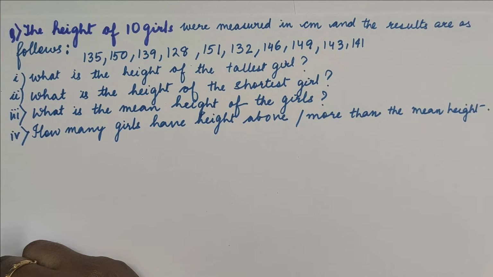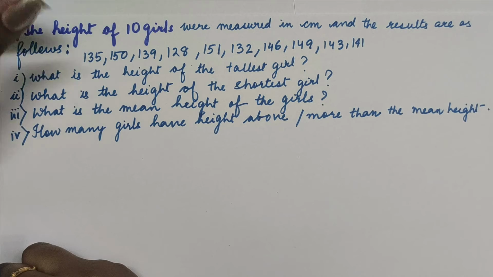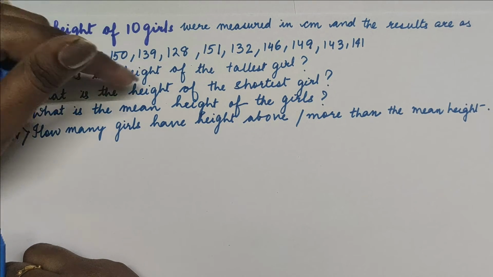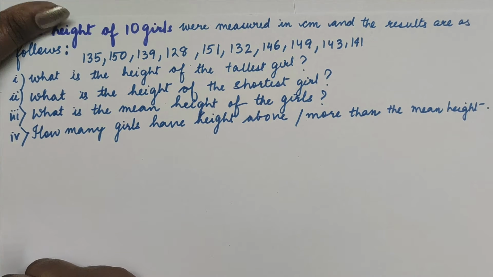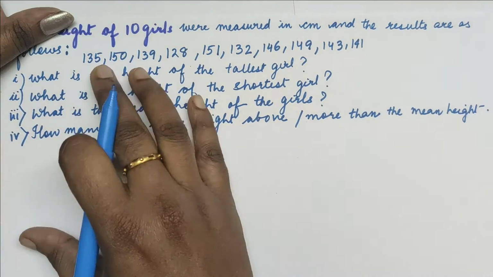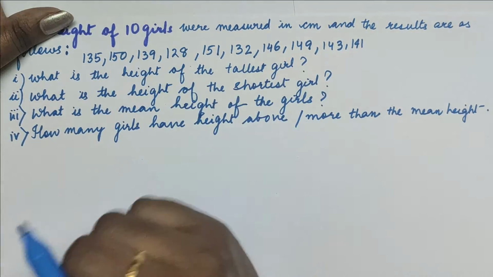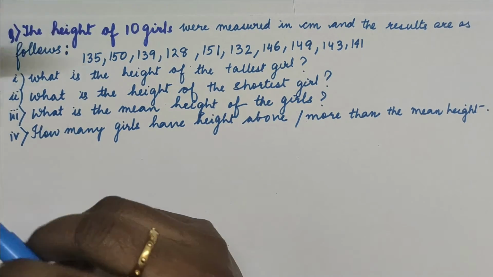Sometimes the question can be a little long to read, but again, calculating this mean is very easy. Arranging the values is easy for us, and you just need to be careful that you don't miss out any number while doing so. So here the heights of 10 girls were measured in centimeters and the results are given to us. So you can see there are 10 observations. What is the height of the tallest girl? What is the height of the shortest girl? What is the mean height? And how many girls are above the mean height? We have to calculate. So for ease, let us first arrange this data in ascending or descending order.